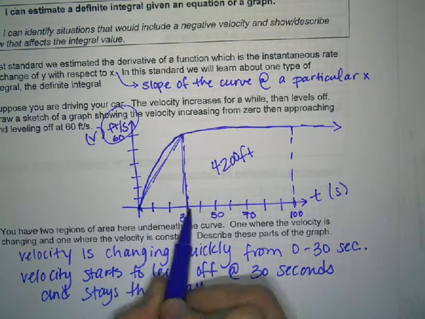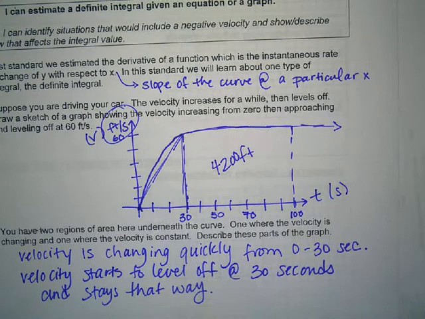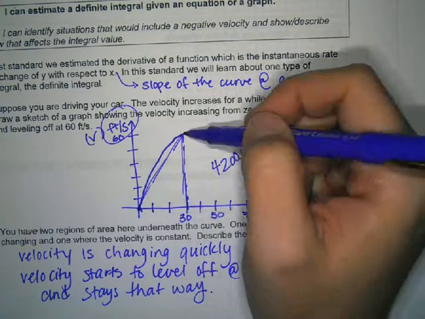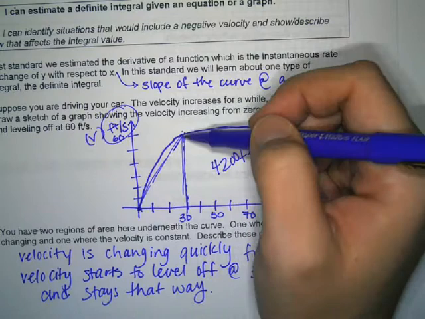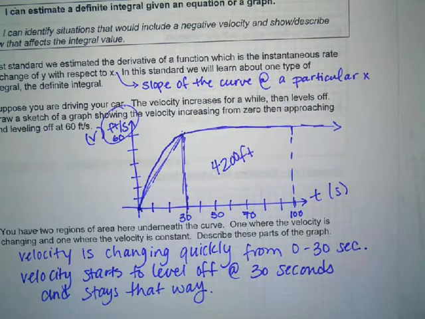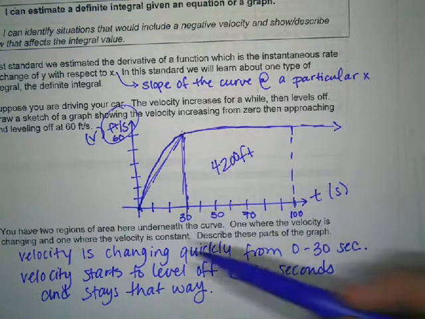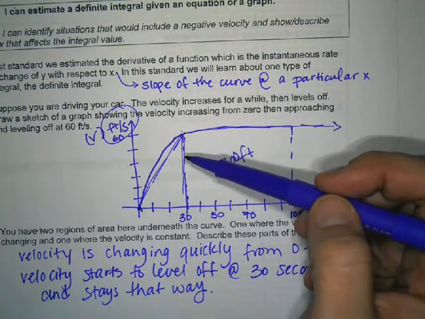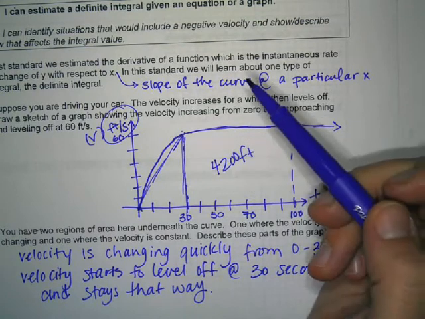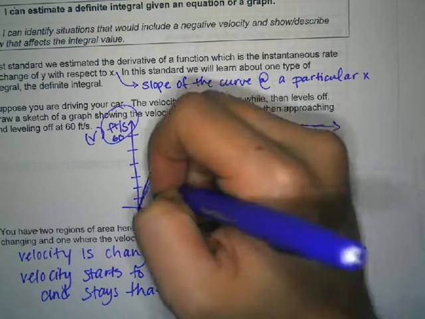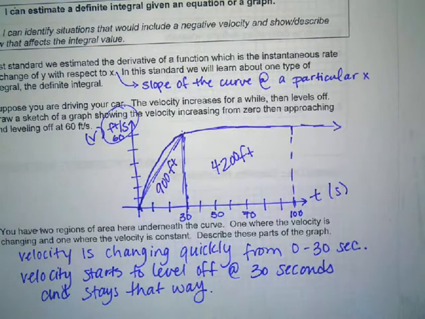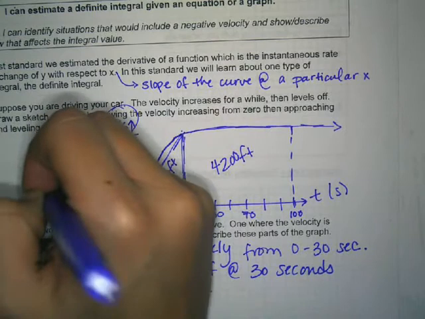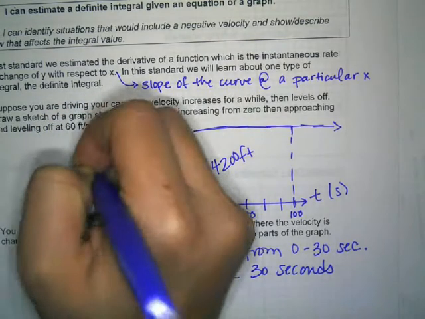My x here is 30. My height here, because I'm trying to find the area of this, is still 60, but with a triangle, the area formula is 1/2 base times height. So base is 30 times height, which is 60, so 60 times 30 is 1,800, and then divide that in 2, you get 900, right? And so that's 900 feet. So total, you've gone about what? 5,100 feet. So approximately 5,100 feet.